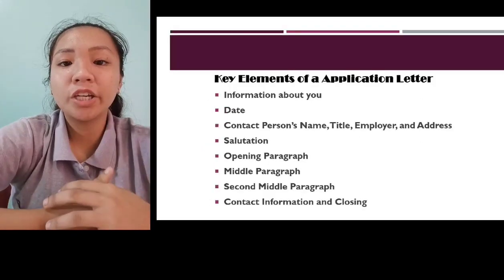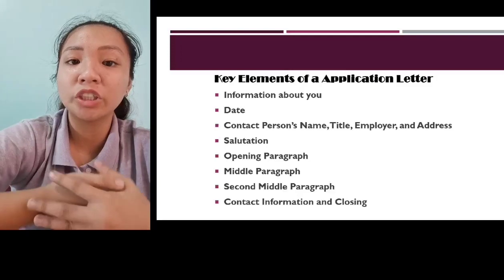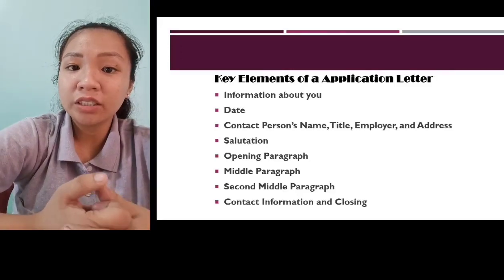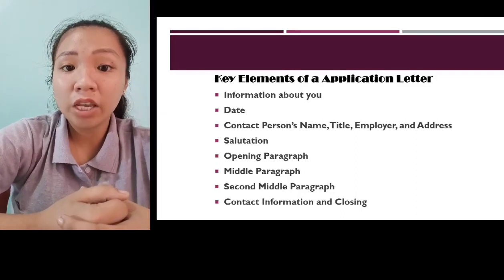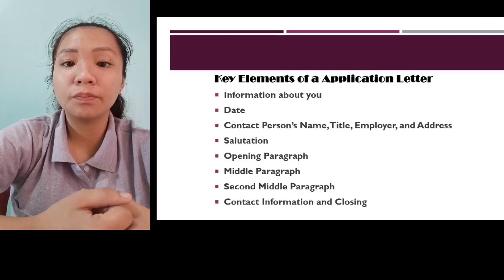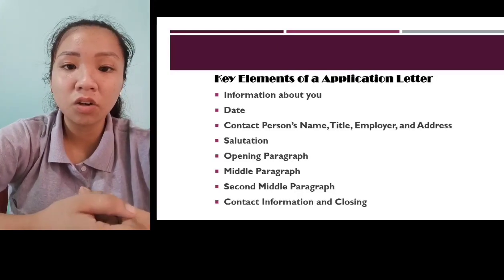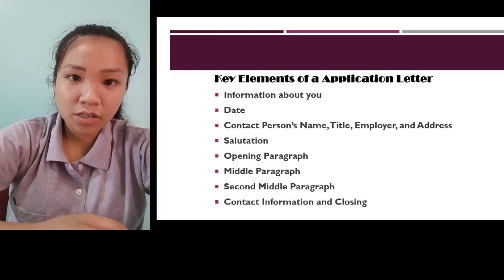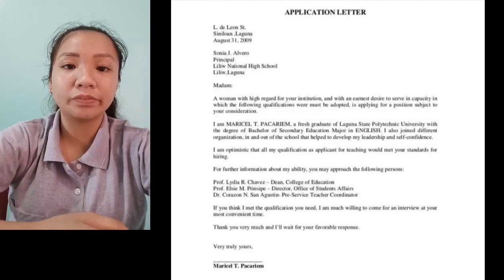So we have here key elements of an application letter. First, information about you, the date, the contact person's name, title, employer, and address, salutation, opening paragraph, middle paragraph, second middle paragraph, and last, contact information and closing. So this is an example of an application letter.